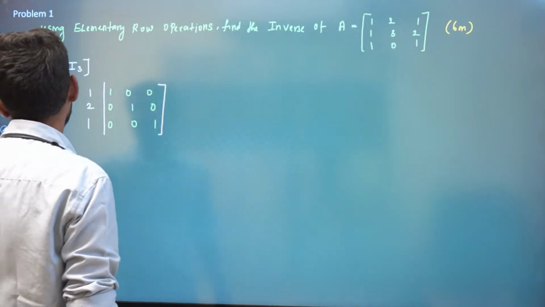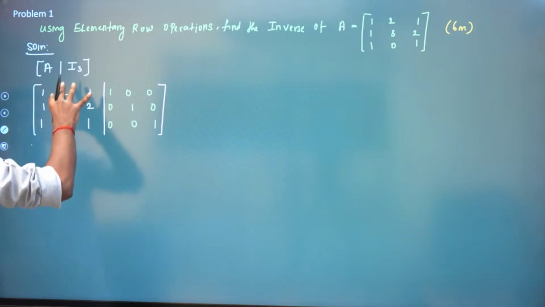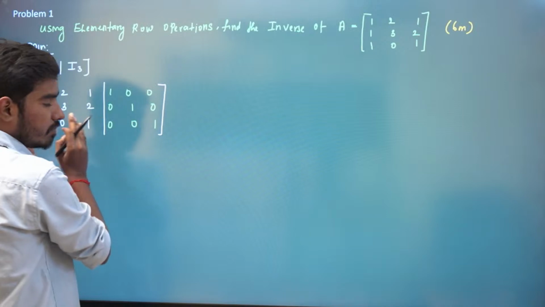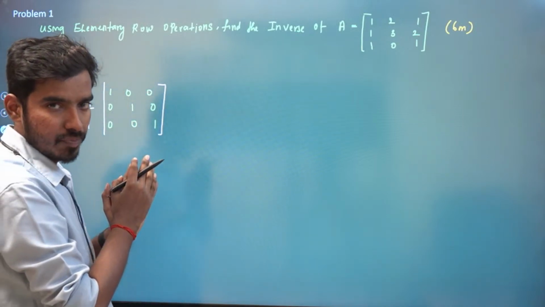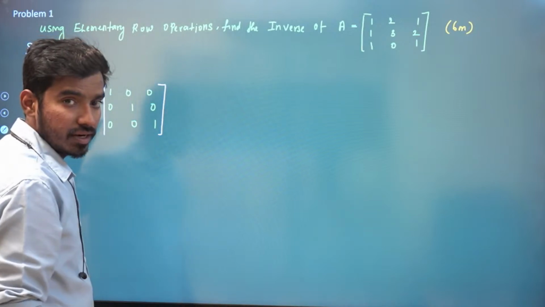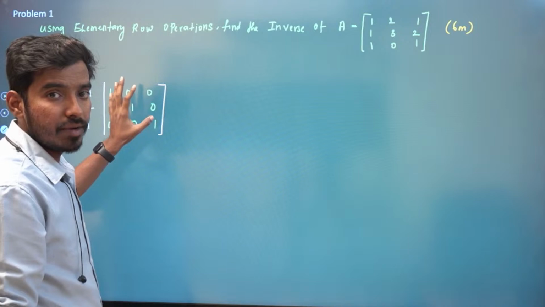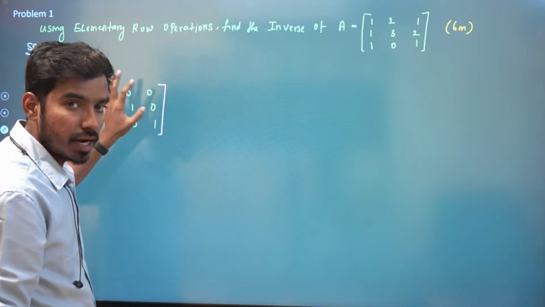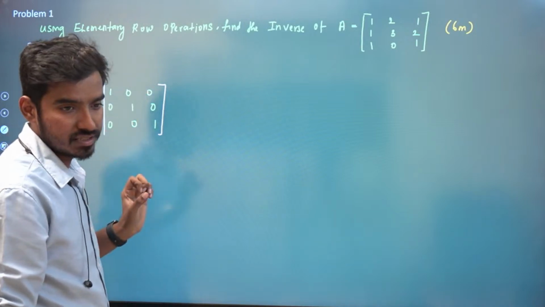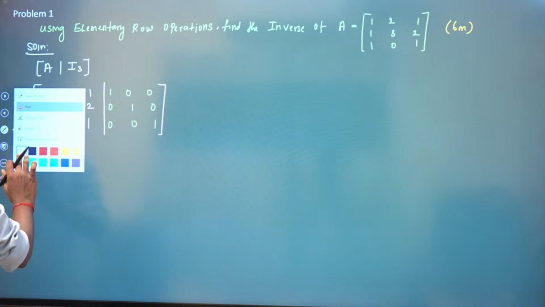So using elementary row operation, find the inverse of A. What you have to do is, you have to make this matrix an identity matrix with the help of elementary row operation. Whatever operation you do to make this matrix an identity matrix, you follow the same operation here also. After making this an identity matrix, this matrix will be some other matrix, and that will be called the inverse of that matrix, right? So I'll do this. First we have to make this matrix an identity matrix.